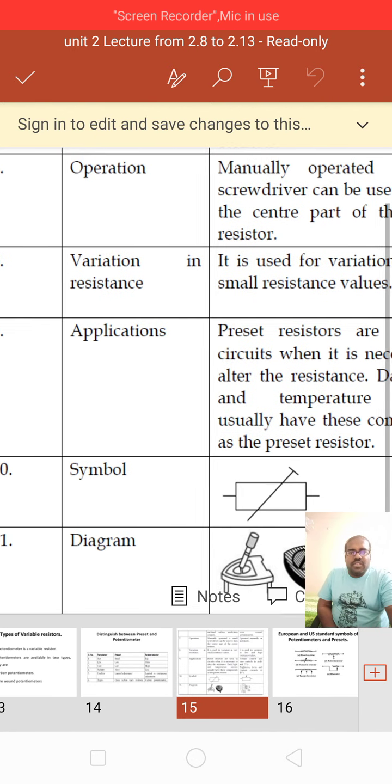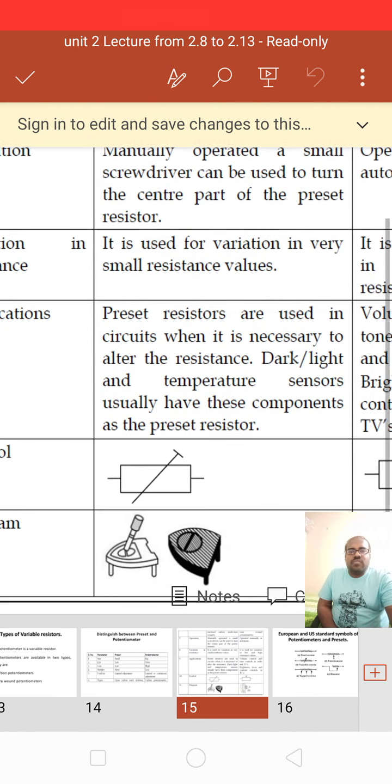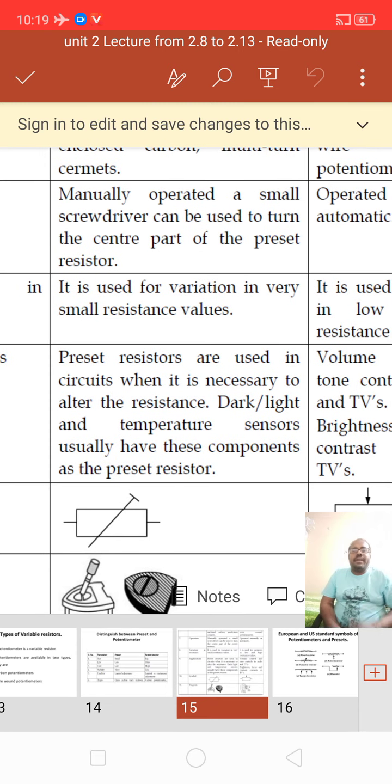Next, with the help of operation also. First one, manually operated. A small screwdriver can be used to turn the center part of the preset resistor.